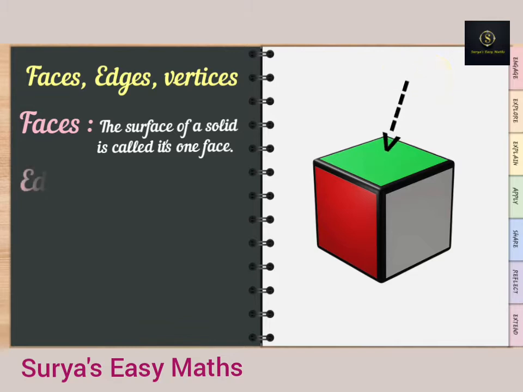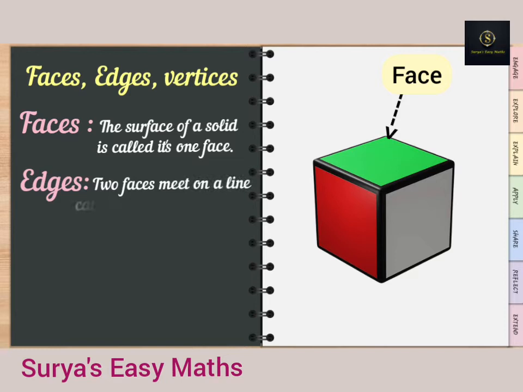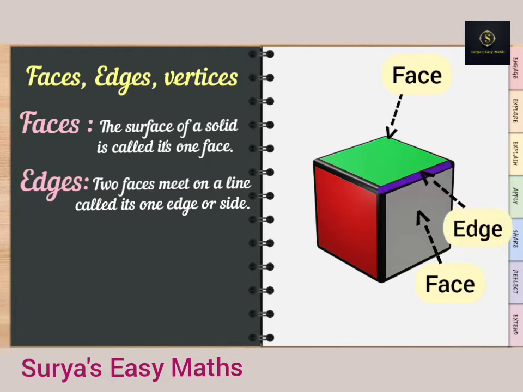Now, let's see what are the edges. Two faces meet on a line called its one edge or side. Children, we studied about sides in a previous video. Correct? For the same word side, we have another word, that is edge, but the meaning is same. So see the picture. Here two faces meet on a line, so it is one edge or side of it.